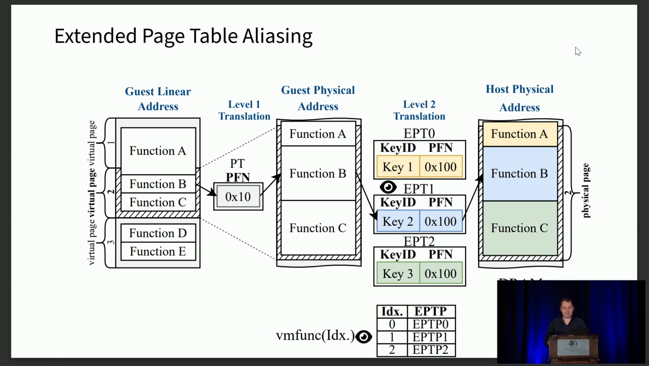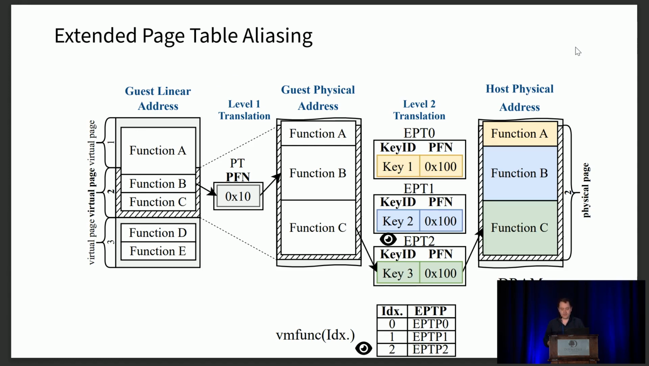Now if we want to access function B again, and extended page table 1 is active, we're using this blue key to encrypt or decrypt data. If we now switch to extended page table 2, we're using the green key, and we now access function C with this green key. So quite simple. Now the question is, how do we do the switch? How do we switch from extended page table 1 to extended page table 2?